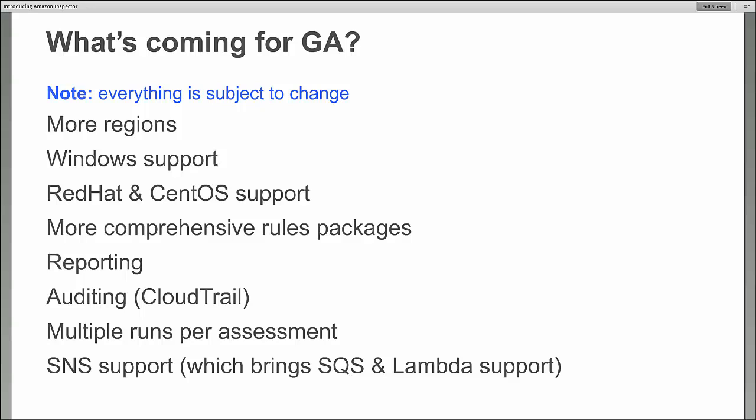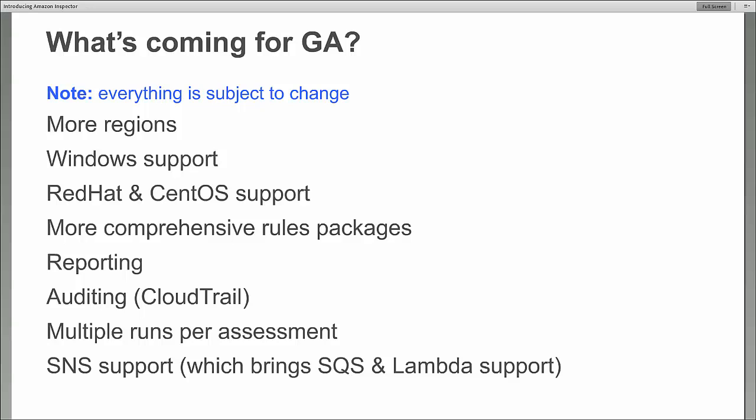We're also working on SNS support. Instead of having to call our API in a polling kind of way and ask, are there any new findings, you'll be able to just subscribe to an SNS topic and receive updates whenever findings are generated. And this in turn will bring support for SQS and Lambda if you're interested in either of those as automation stories. We also have a couple of other things that we may be adding as surprises.